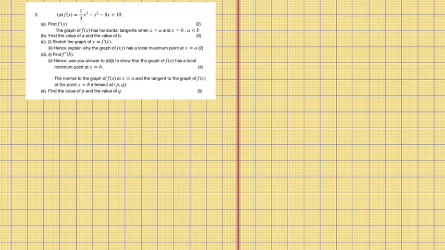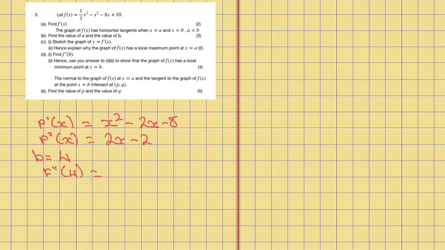D, part 1, find f double dash b. First we need to find f double dash. Well, f dash x is equal to x squared minus 2x minus 8. So f double dash of x is equal to 2x minus 2. We know that b is equal to 4. So f double dash 4 is equal to 2 times 4 minus 2, which is 6.